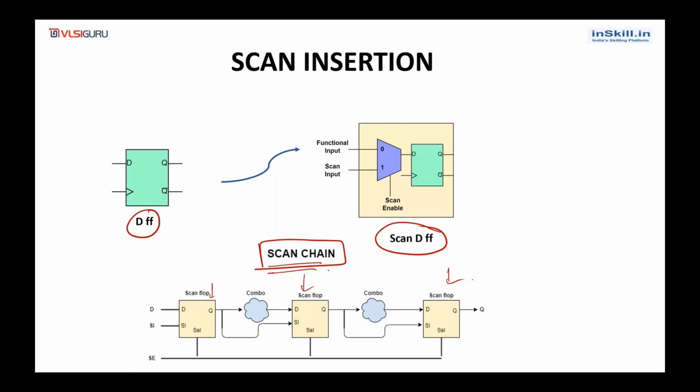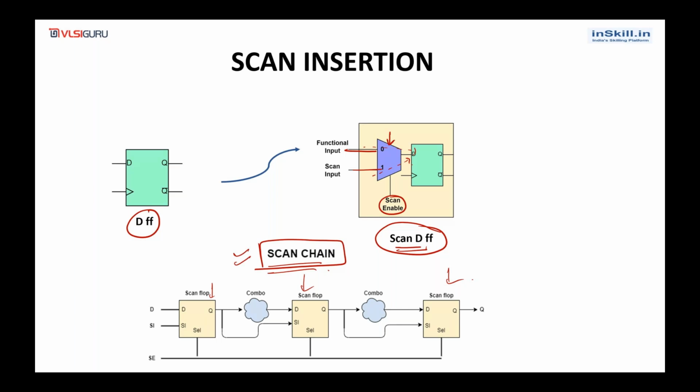So the scan flop, if you see, is nothing but a normal flop, but at the input of a normal flop you have a mux. The select line of the mux is scan enable. So the scan enable decides whether the functional input has to go into this flop or the scan input has to go into this flop. We will discuss in detail what the functional input is, what the scan input is, what the scan enable signal is, what the scan chain is, and how the scan chain operates. All those things we will discuss in detail during our course.